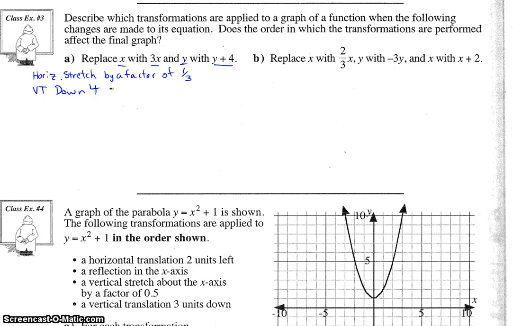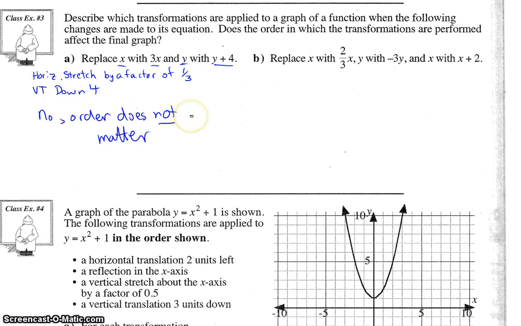Now, does the order in which the transformations are performed affect the final graph? We've got a stretch horizontally, and we've got a translation vertically. Okay, if those were in the same direction, then it would matter. They're not, so no, order does not matter.